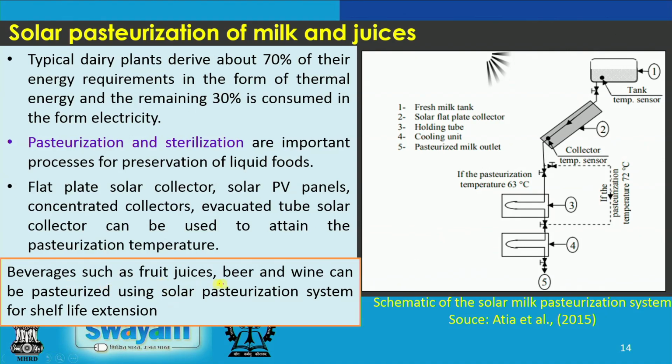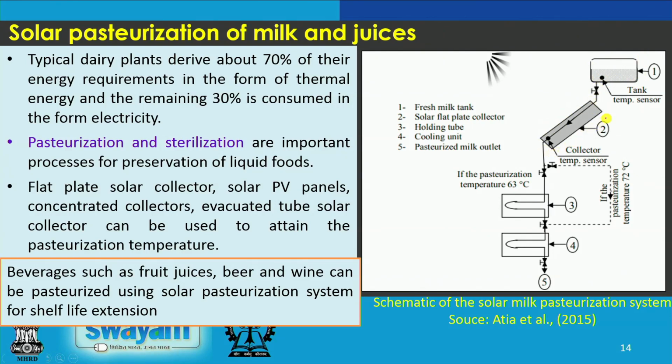Beverages such as fruit juices, beer and wine can be pasteurized using a solar pasteurization system for shelf life extension. A schematic of the solar milk pasteurization system is shown here. As can be seen, from the milk tank, the milk flows to a collector.